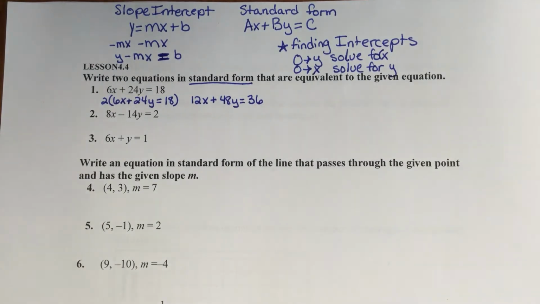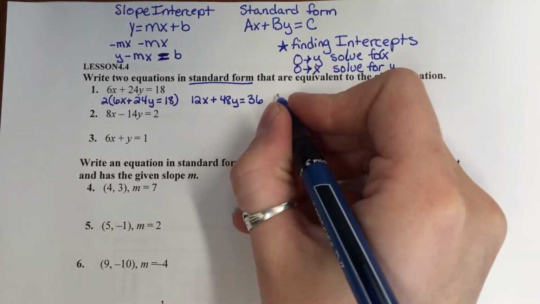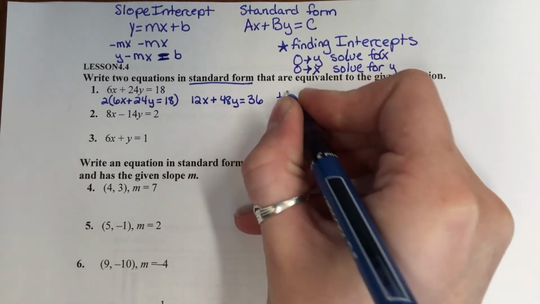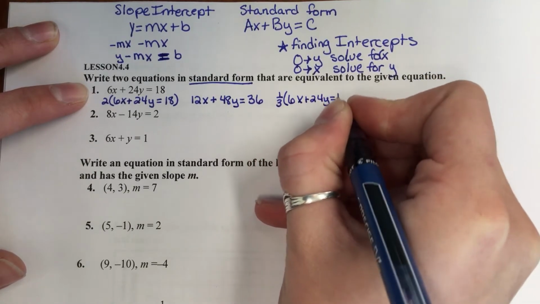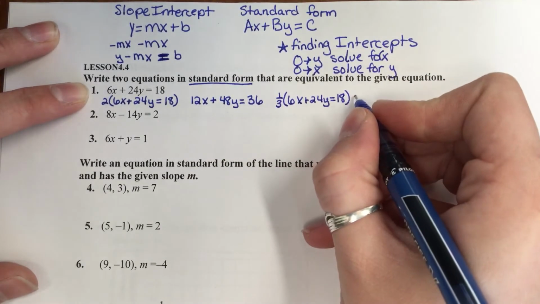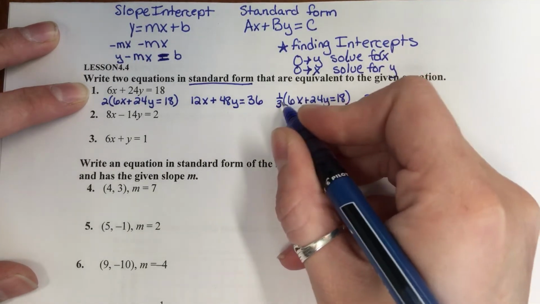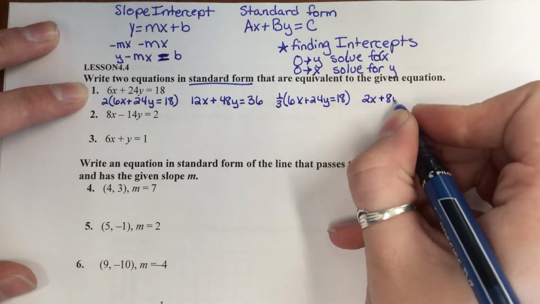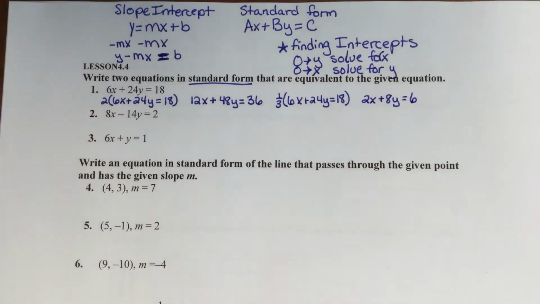We can also divide on both sides without changing anything. So I'm going to divide by 3, or multiply by 1/3, which is the same thing. 6x plus 24y equals 18. 6 divided by 3 is 2, 24 divided by 3 is 8, and 18 divided by 3 is 6. That is also an equivalent equation to the original.